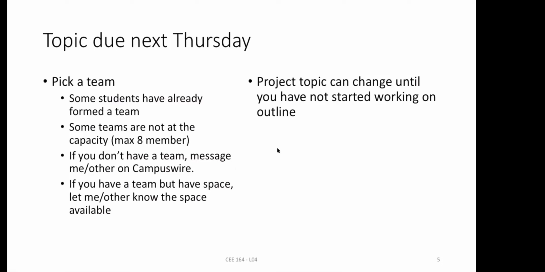So, project topic. This next week you'll discuss with your team members and decide a project topic, and hopefully you will not change it. But sometimes students change after working. When they start working on the outline, they realize this is too much or this is something they can't do. So then they decide something else, which is allowed as long as your outline is not done. But this will just get the conversations starting.